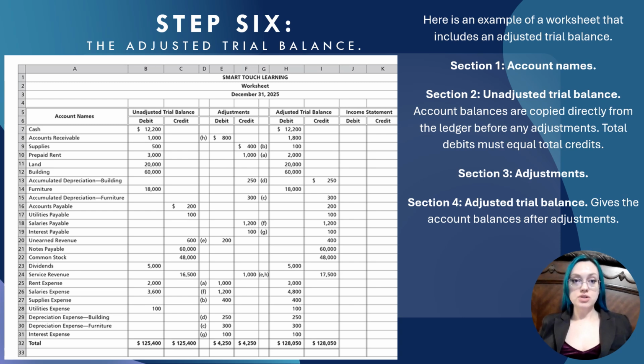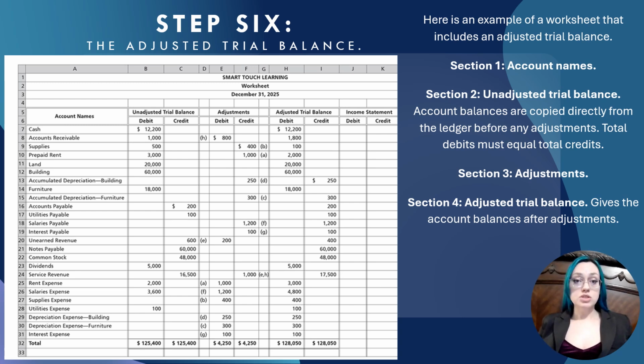The adjusted trial balance summarizes the account balances from the ledger, and its purpose is to ensure that total debits equal total credits. Here's an example of a worksheet that includes an adjusted trial balance. This so far has been my favorite way that I've seen from the textbooks to organize information.